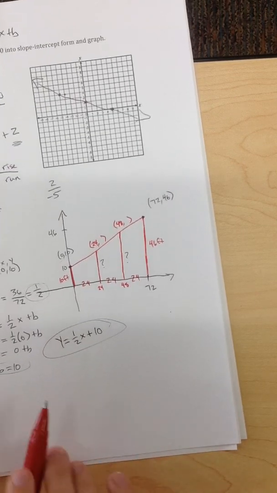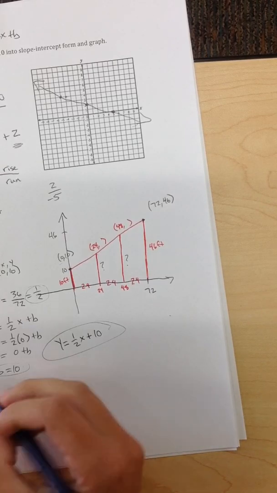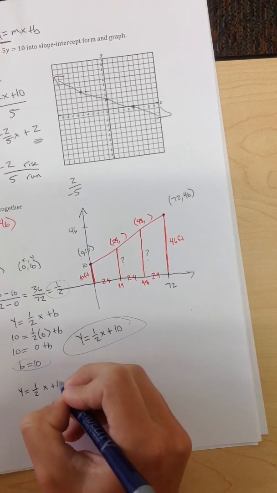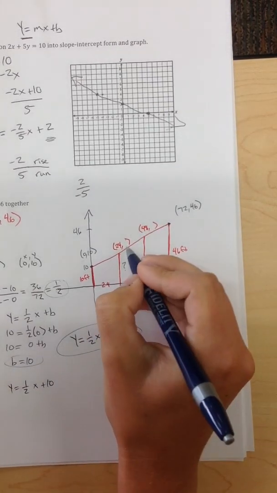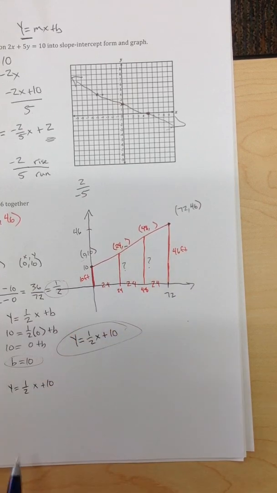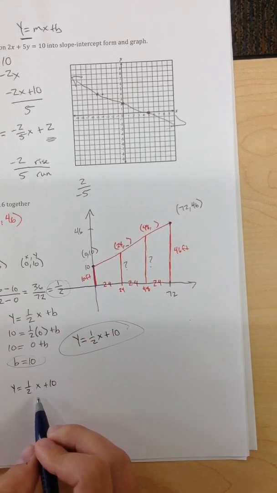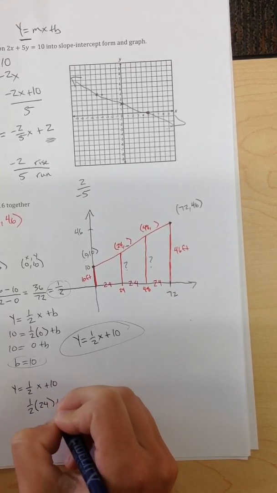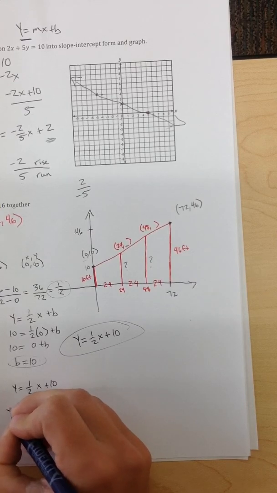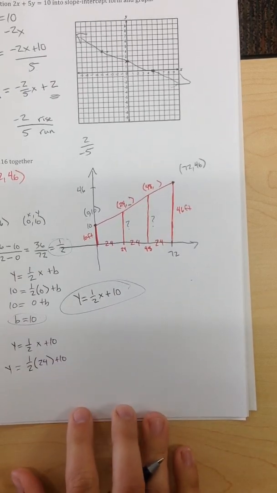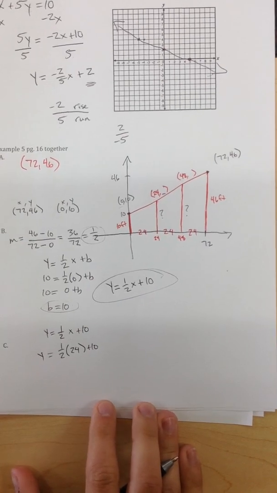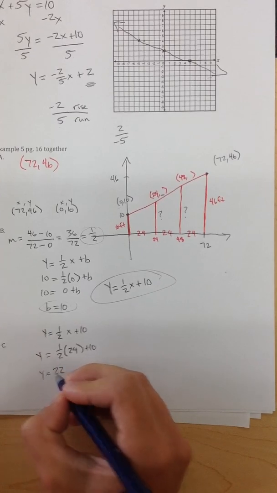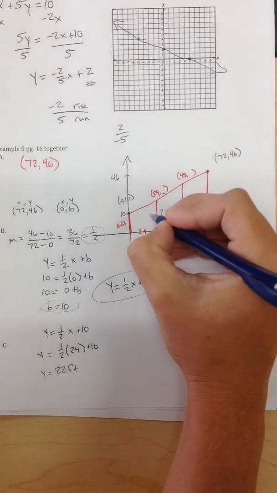So what I can do is I can use my equation that I just came up with. So y equals 1/2 x plus 10. And I'm trying to find y here, but I know what my x is. I know my x is 24, so I can plug a 24 in for the x. So 1/2 times 24 plus 10, and that'll figure out what my y is. Okay, so if I do half of 24, would be 12, plus 10 should come out to be 22. So my y would be 22 feet.